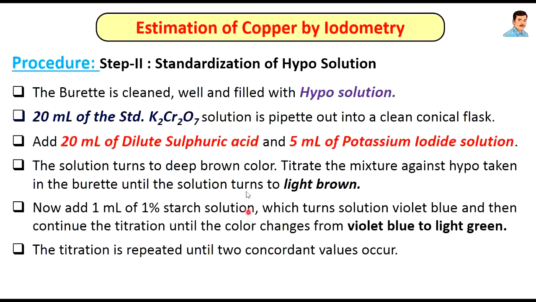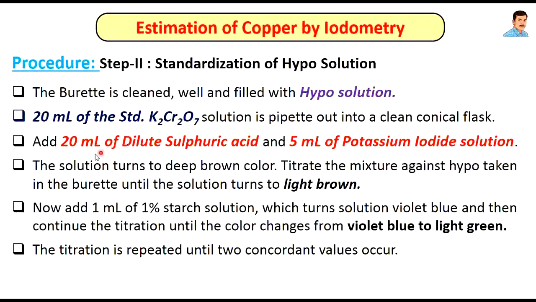Step 2 is standardization of hypo solution. This is a titration between hypo solution and potassium dichromate solution. Burette is cleaned well and filled with the given hypo solution. Then into the conical flask, 20 ml of potassium dichromate solution is taken by using a pipette.